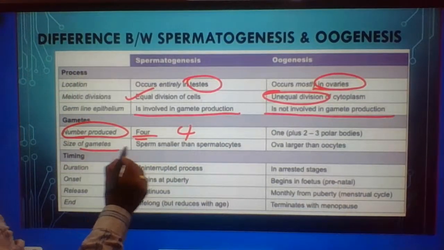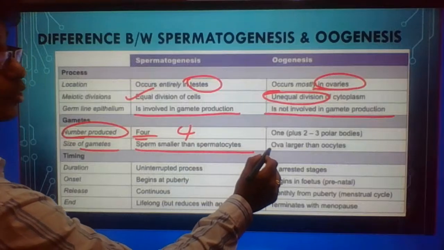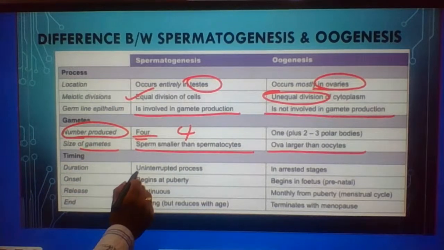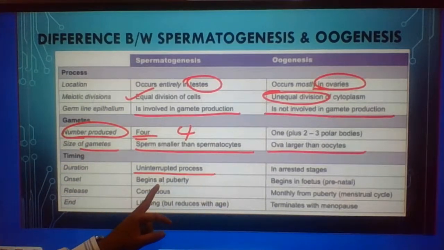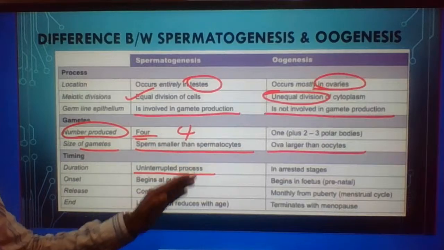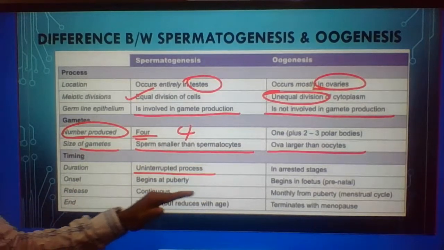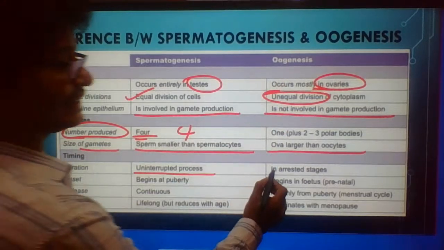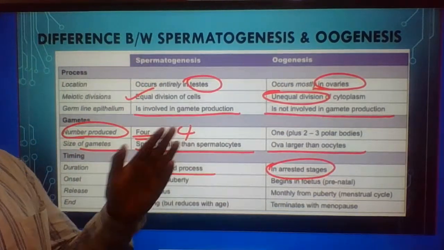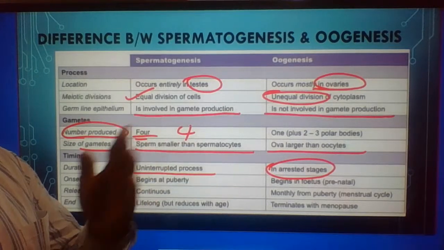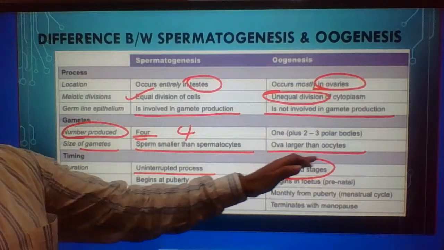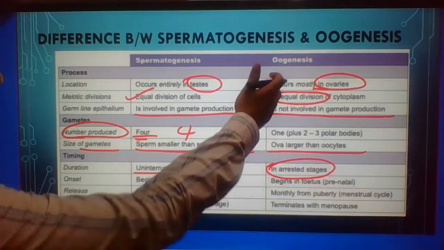So regarding the size of gametes, the sperm is smaller than the spermatocyte, while the ovum is larger than the oocyte. This is a point you should remember. As far as timing and duration are concerned, spermatogenesis is an uninterrupted process, very interesting: it does not stop in between, the full process runs continuously. But oogenesis occurs in arrested stages. It begins in the fetal stage, stops at birth, restarts at puberty, and continues until menopause. So the process occurs in intermittent stages.